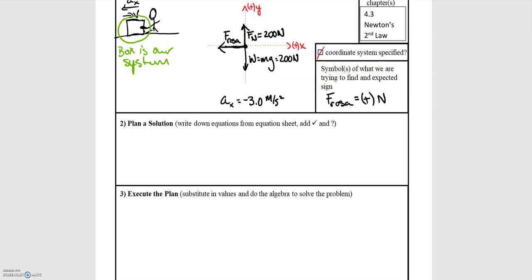Our next step is to plan our solution. We're only concerned with the x direction, so we're going to apply Newton's second law to the x direction. So that is the sum of the forces in the x direction equals the mass times the acceleration of the object in the x direction. The other thing we'll need is that we don't know the mass, but we do know the weight of the box. So we're going to use the weight is equal to m times the acceleration due to gravity.